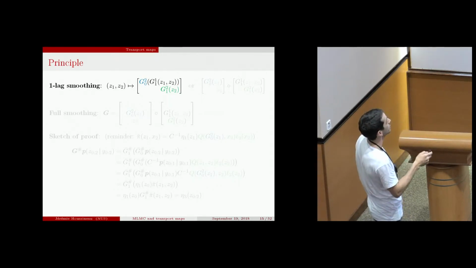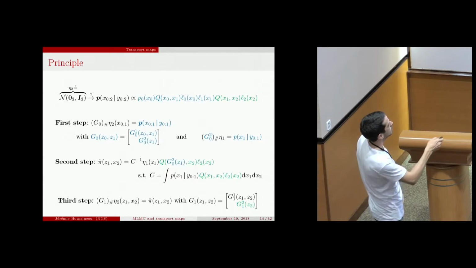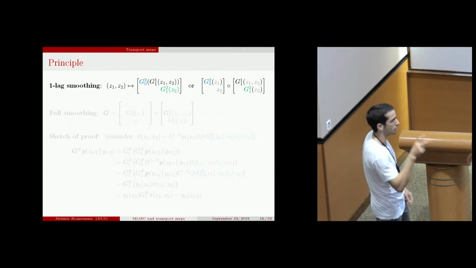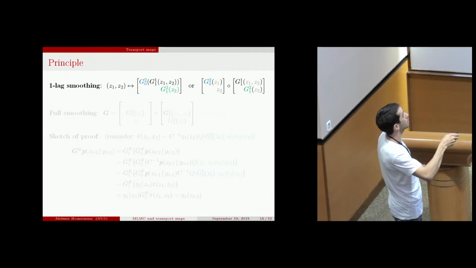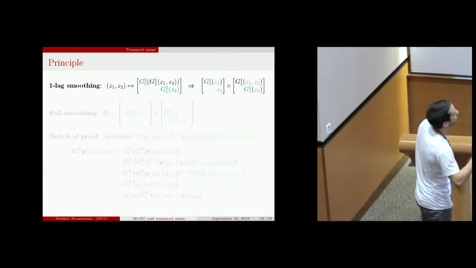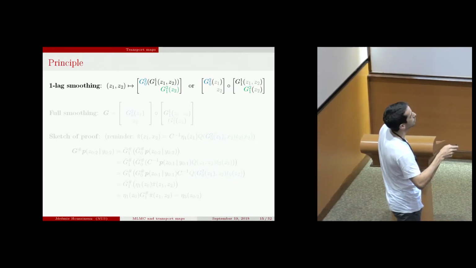So if we want to do one-lag smoothing, we just reuse this second component here, G02, and we can show this solves the one-lag smoothing. So it's the distribution of x1, x2, given observations up to time 2. Here I put the variables in gray just to indicate them, but they're not actually there. Those are maps. So we're looking at this composition.